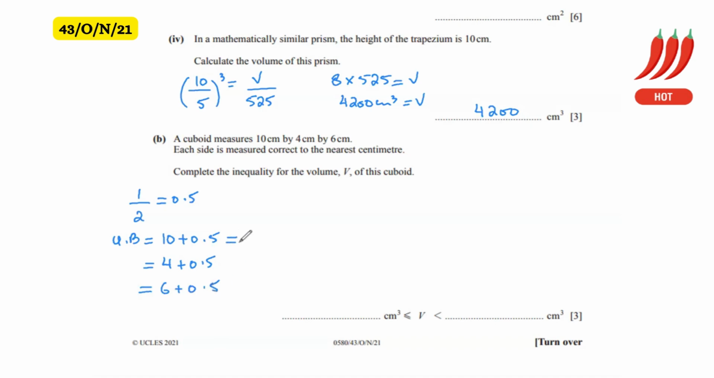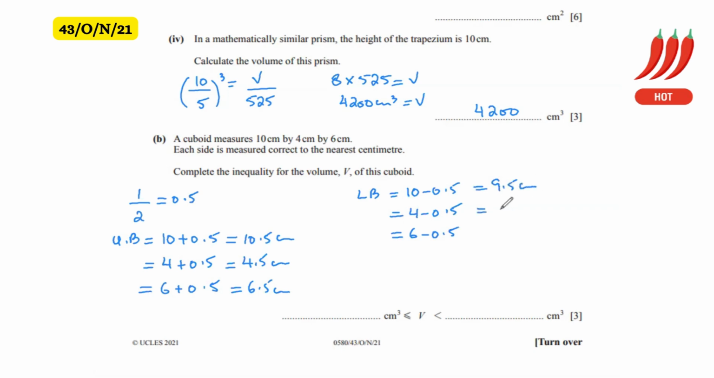They basically want to find the upper bound and lower bound of the lengths and then use that to find the upper bound and lower bound of the volumes. So that's 10.5 centimeters, 4.5 centimeters, and 6.5 centimeters. Now for the lower bound, we do 10 minus 0.5, 4 minus 0.5, and 6 minus 0.5, which is 9.5 centimeters, 3.5 centimeters, and 5.5 centimeters.